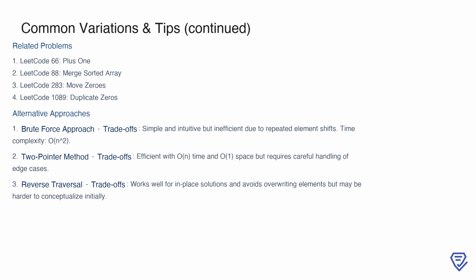The two-pointer method is much more efficient, achieving O(n) time and O(1) space complexity. However, it requires careful attention to edge cases, like consecutive zeros. Another option is reverse traversal, which avoids overwriting elements during duplication and works well for in-place solutions. While this approach is efficient, some may find it harder to conceptualize initially. Each method has trade-offs, so choose the one that best matches the problem constraints and your familiarity with the technique.